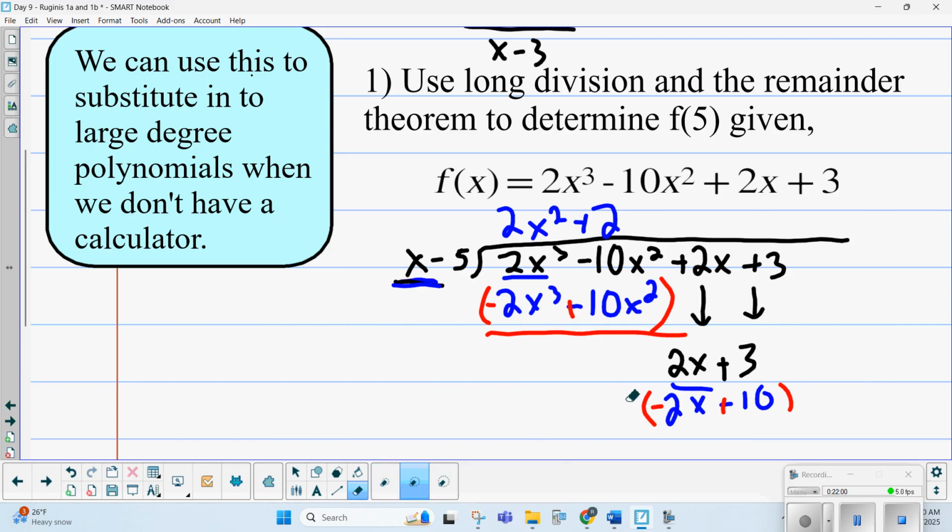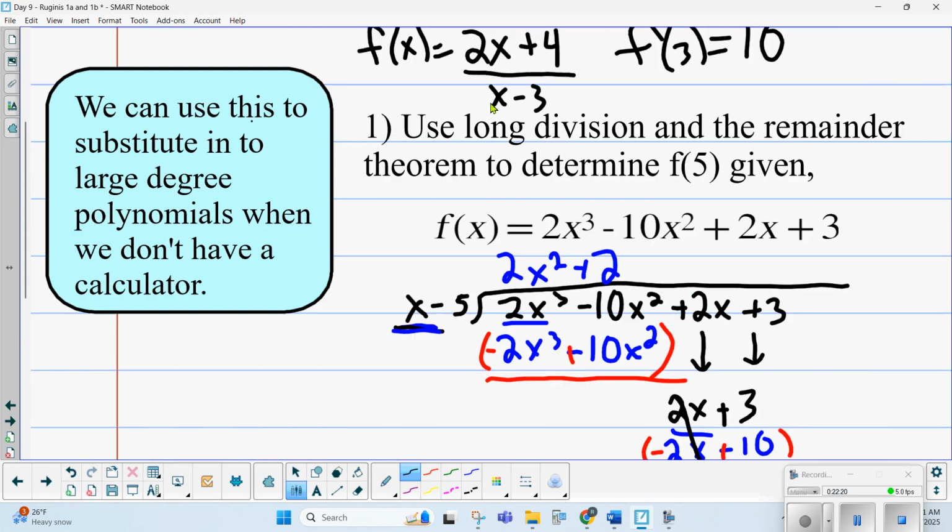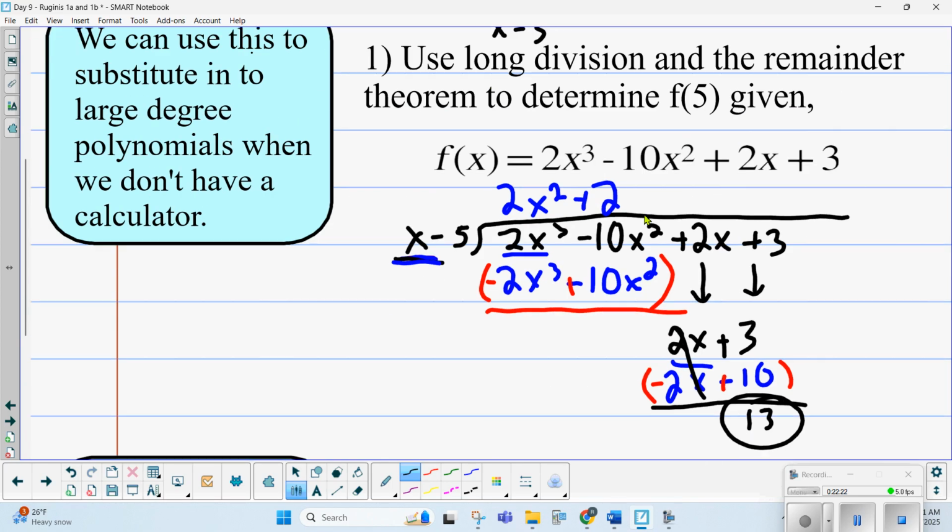All right, and then we can combine. So 2x and negative 2x cancel. 3 and 10 become 13. And now, can I multiply x by anything to get 13? Well, no, because x has a variable and 13 doesn't. So 13 is our remainder. So according to the remainder theorem, f of 5, if we plugged in 5, we will get 13, right?